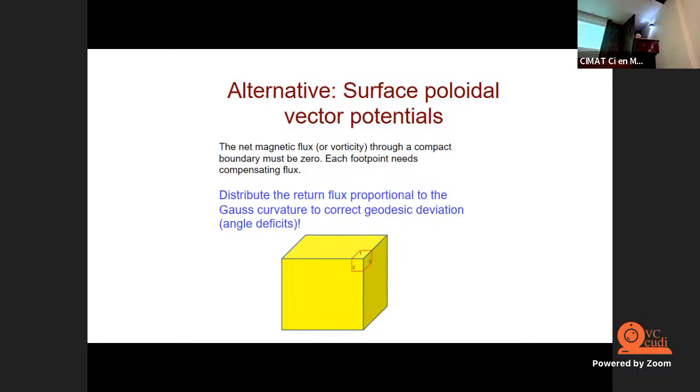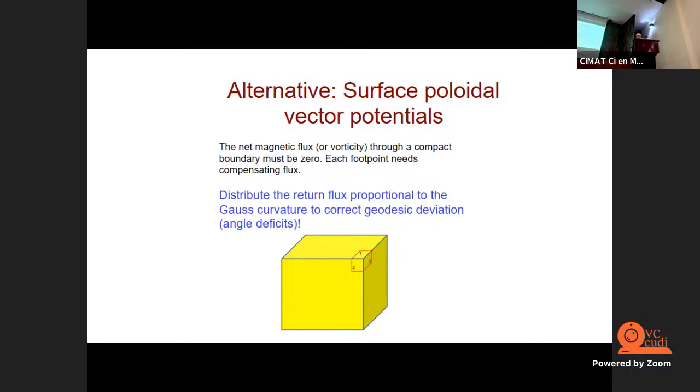Actually method number two, I gave you, was the method with those flux tubes. Method number three is what I said with Gauss-Bonnet. I'm going to put all of the return flux at the eight corners. So one-eighth return flux at each corner when I'm looking at the effects of a foot point.